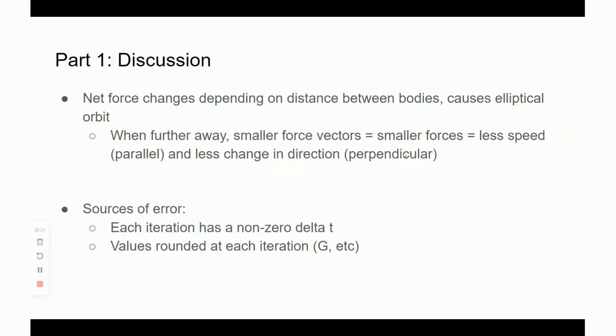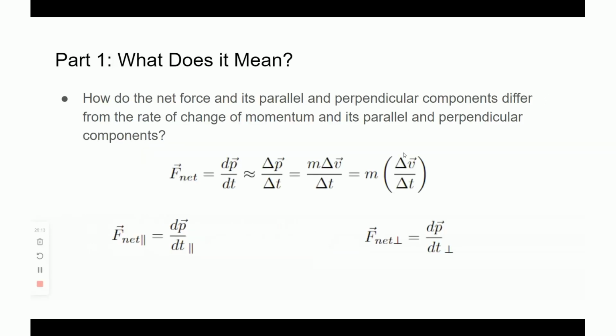So just as a discussion, the net force changes depending on the distance between the bodies, which is what causes the elliptical orbit. So when you're further away, you have less force and vice versa. And the sources of error are that there's a non-zero delta T at each iteration and that we rounded values. So G, we said, was approximately 6.7 times 10 to the negative 11th, and so on. The net force and parallel and perpendicular components do not differ from the rate of change of momentum and its components. They're exactly equal.